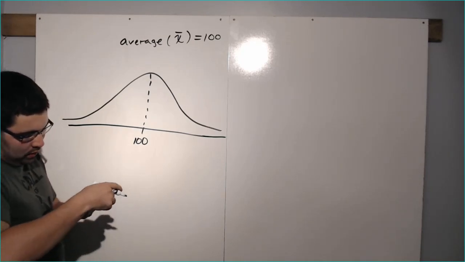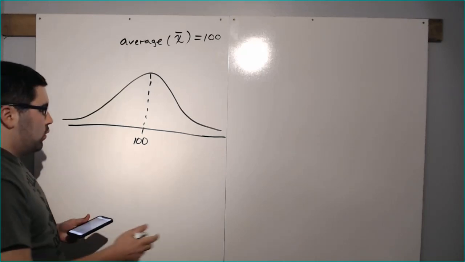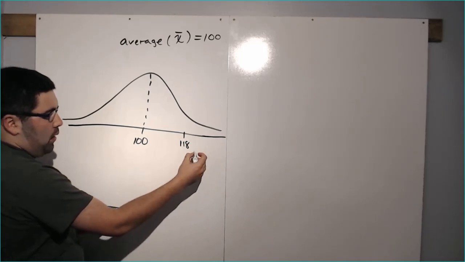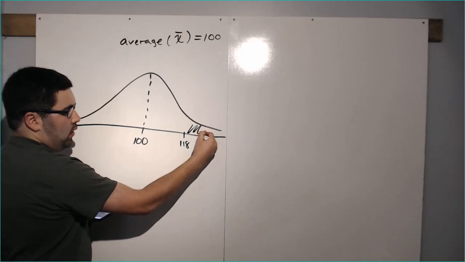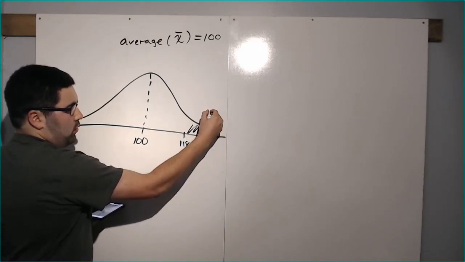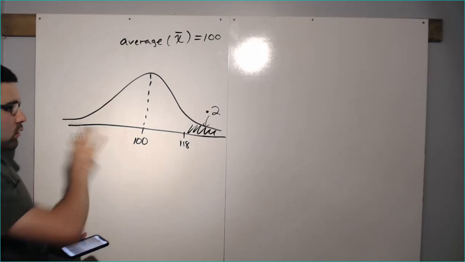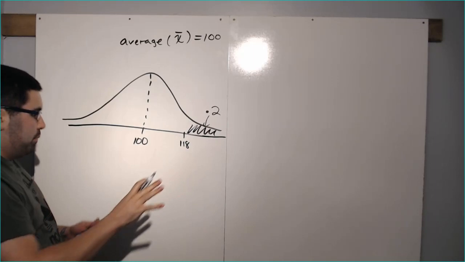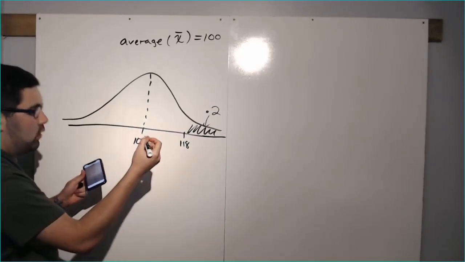It says the probability that X is greater than 118 is 0.2. Well, 118 is going to be somewhere like out here, and 0.2 is bigger than 118. So that means this tail is 0.2. In other words, 20% of your data is out there. 0.2, 20%, same thing.